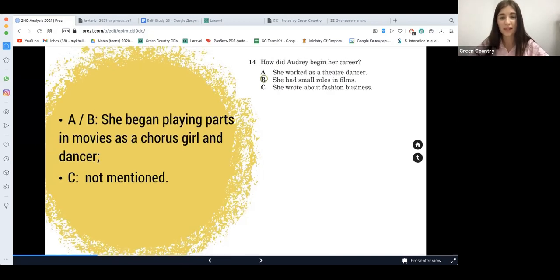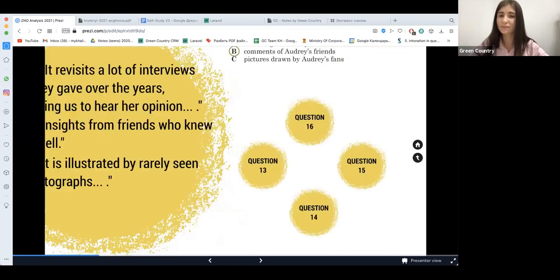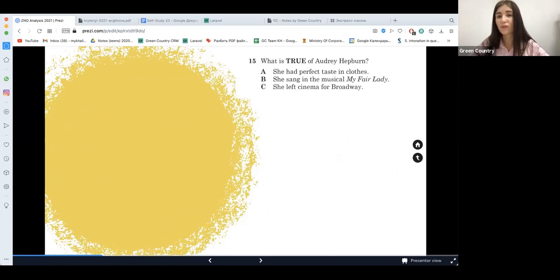Okay, and 15. What is true of Audrey Hepburn? Right here, we don't need any special keyword, just what's true about her. Option A, had perfect taste in clothes. Maybe she was good at fashion. B, sang in the musical My Fair Lady. And C, left cinema for Broadway. I think that's enough. Let's listen.